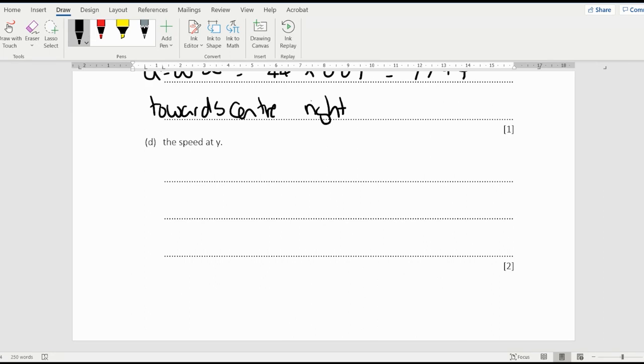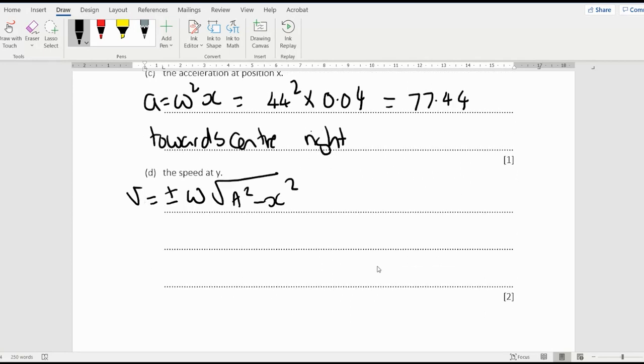So you can use this one here. So v equals plus or minus omega, the square root of A squared minus x squared. Okay, so this is the speed at y. This is a formula that you can use. You're also allowed to use, if you do know it, v equals omega A sine omega t. That's another one you could also use, but you of course need to find time for that one. But I'm going to be using the one that's in your data sheet that's readily available for you. So here I've got equals plus or minus omega.